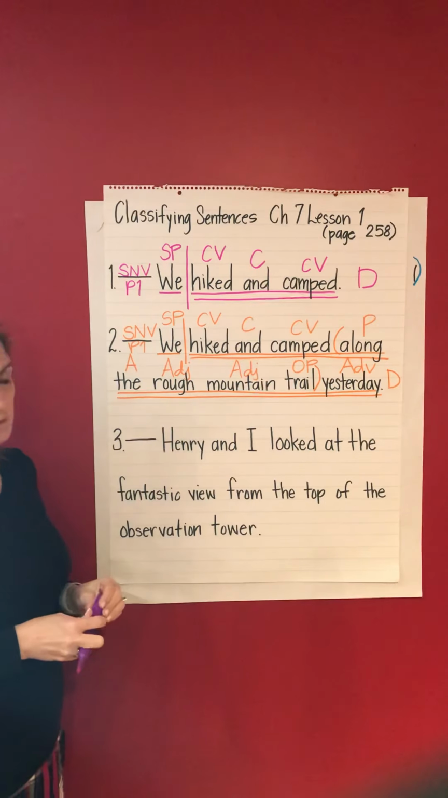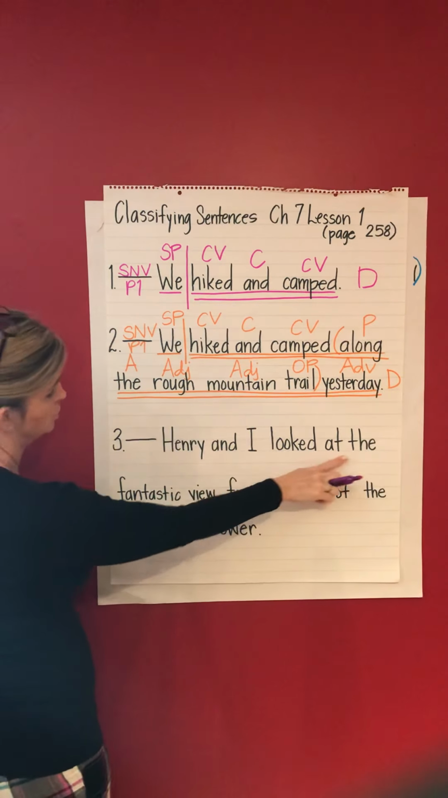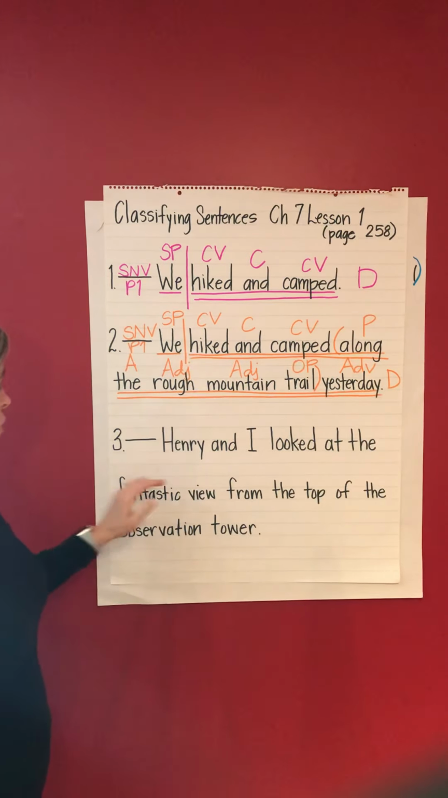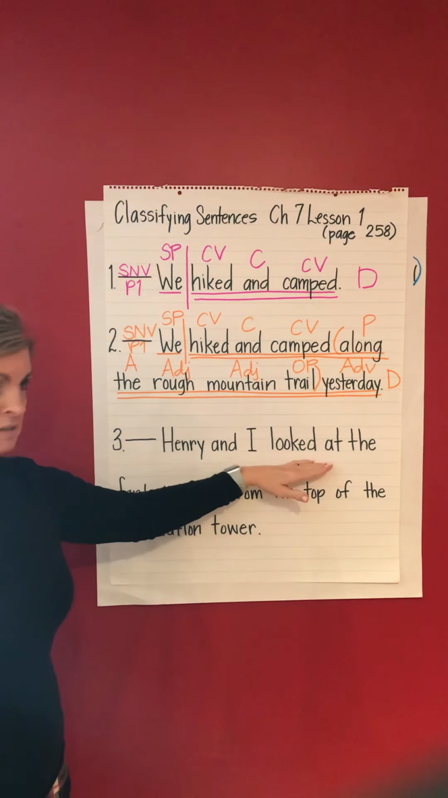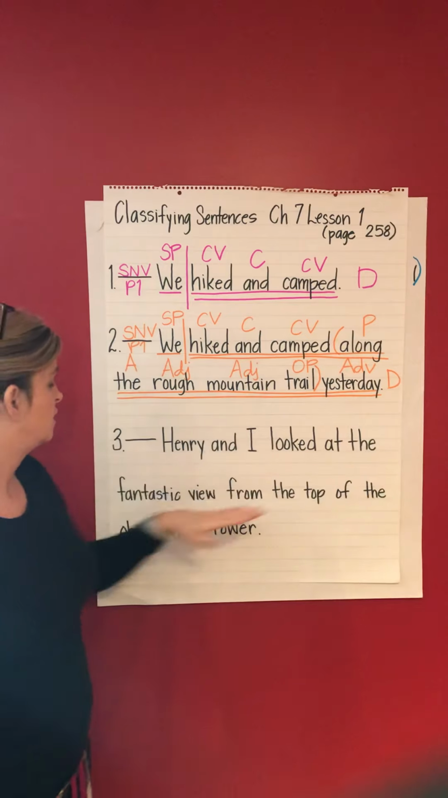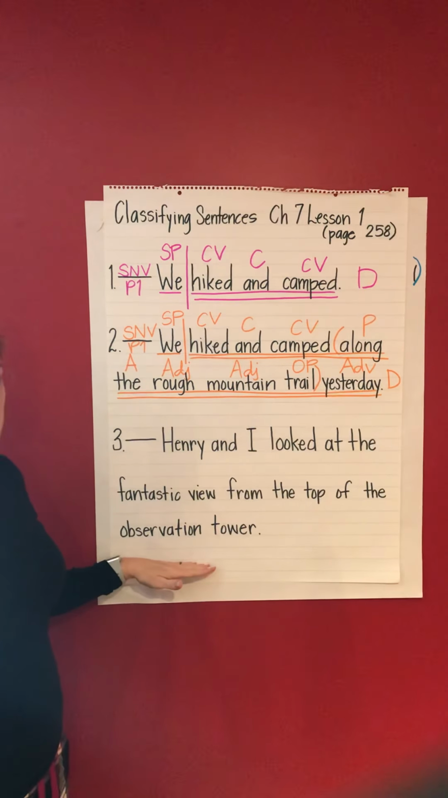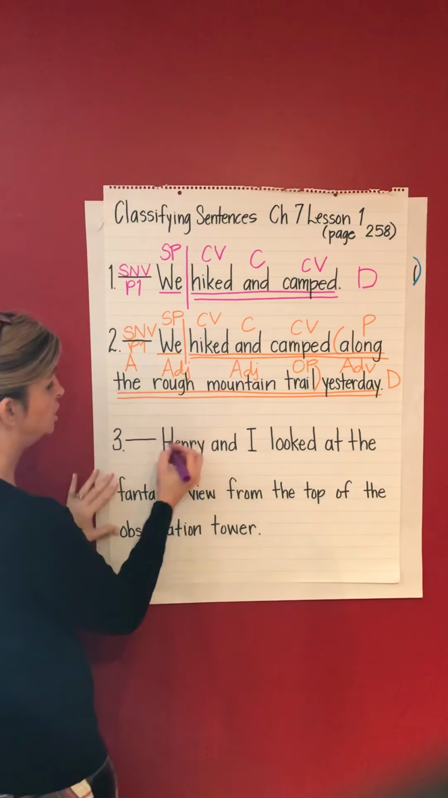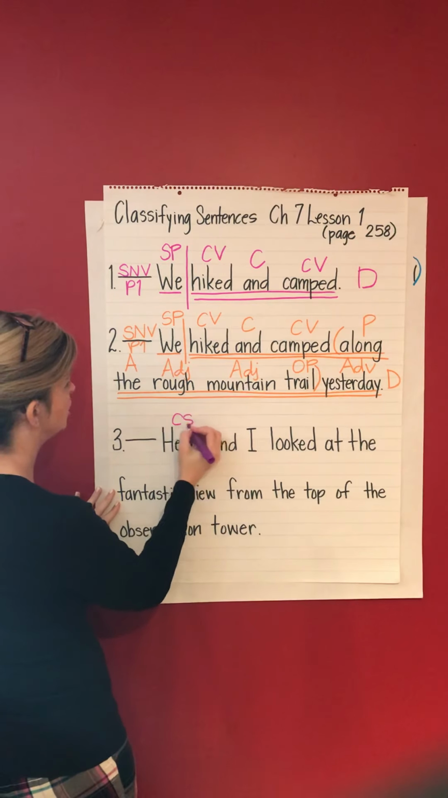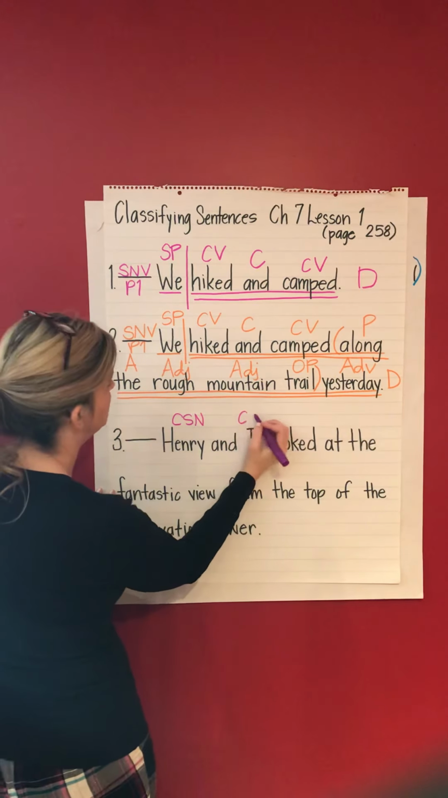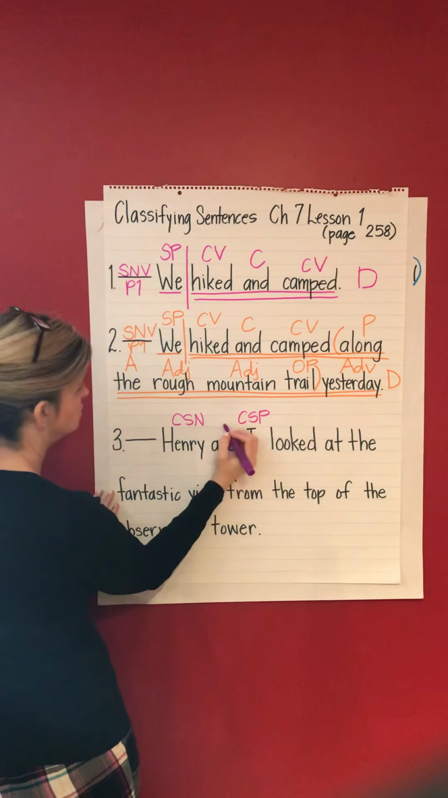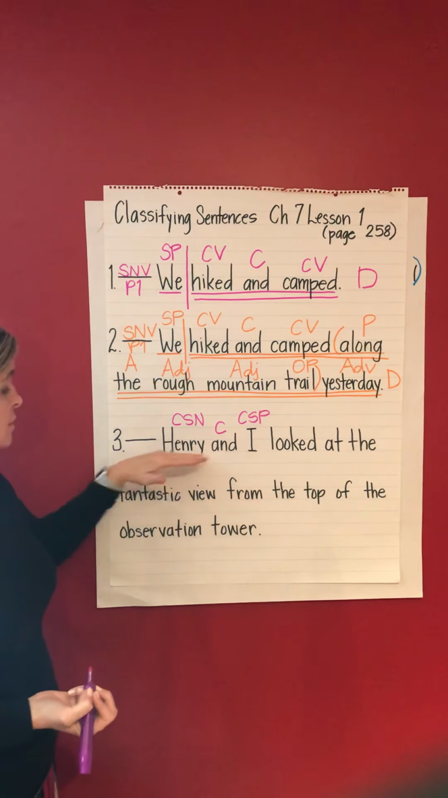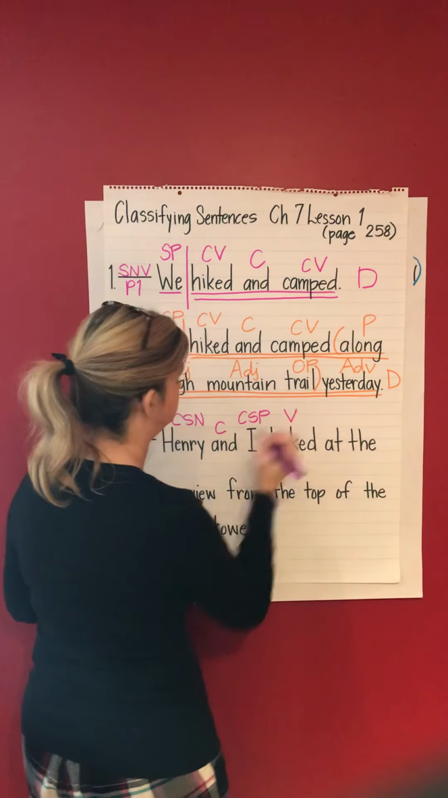Now let's classify sentence number 3. Henry and I looked at the fantastic view from the top of the observation tower. Where's my verb? Looked. That's what they did. So, who looked at the fantastic view from the top of the observation tower? Henry and I. Compounds. Henry, compound subject, noun. I, compound subject, pronoun. And, conjunction. What is being said about Henry and I? Henry and I looked, verb.